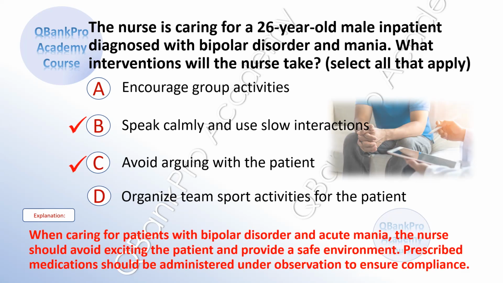The correct answer is B. Speak calmly and use slow interactions. And C. Avoid arguing with the patient. Explanation. When caring for a patient with bipolar disorder and acute mania, the nurse should avoid exciting the patient and provide a safe environment. Prescribed medications should be administered under observation to ensure compliance.